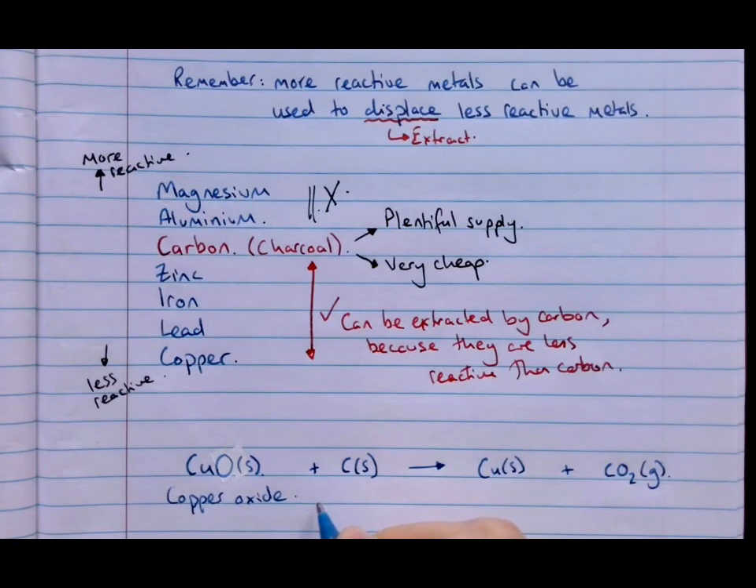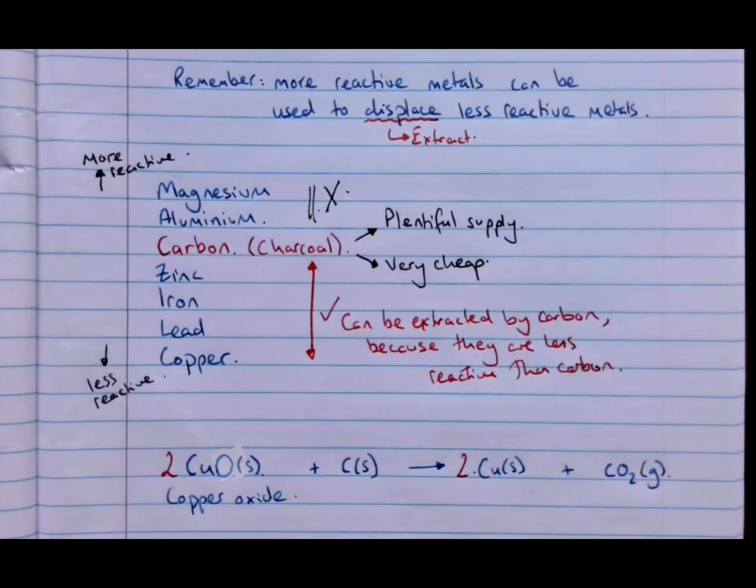Excellent. So that equation is not balanced. All right, pause it now, balance that equation. Okay, so you should have got that it was 2 copper oxides because you need to balance your oxygens, and if I've got 2 copper oxides, I need to have 2 coppers.